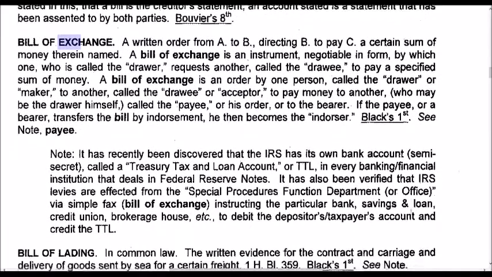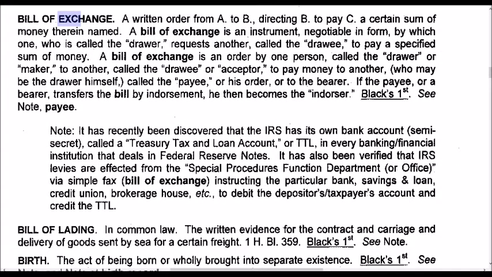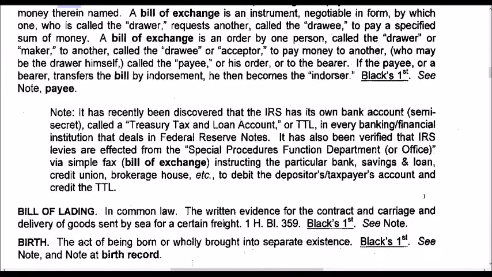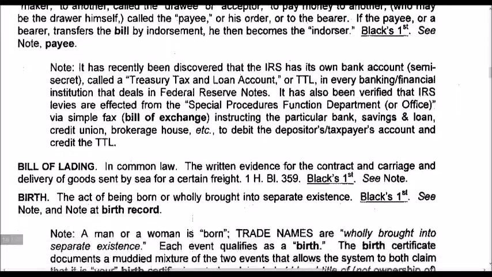Note, payee. Note, it has recently been discovered that the IRS has its own bank account, semi-secret, called a Treasury Tax and Loan Account, or TTL. In every banking financial institution that deals in Federal Reserve notes, it has also been verified that the IRS levies are affected from the Special Procedures Function Department or Office via simple fax, bill of exchange, instructing the particular bank, savings and loan, credit union, brokerage house, etc., to debit the depositor's taxpayer's account and credit the TTL, or the Treasury Tax and Loan Account.